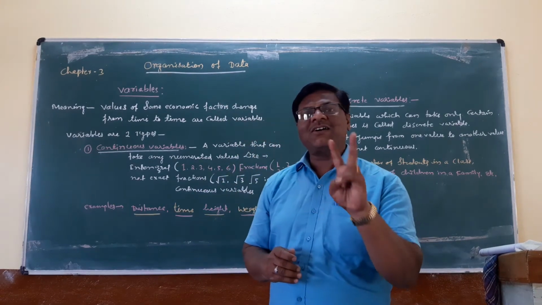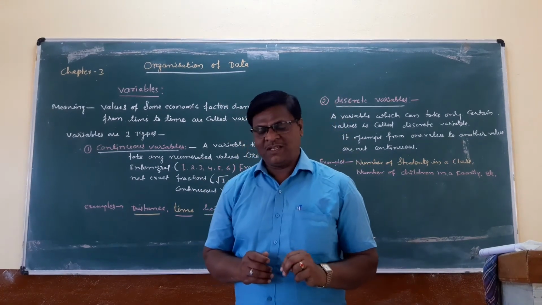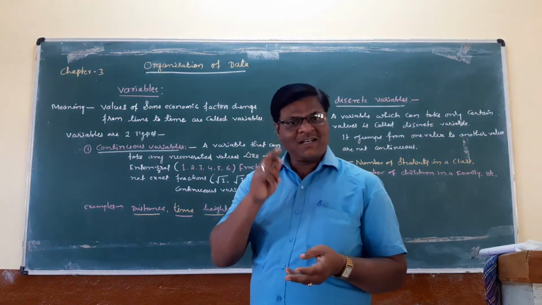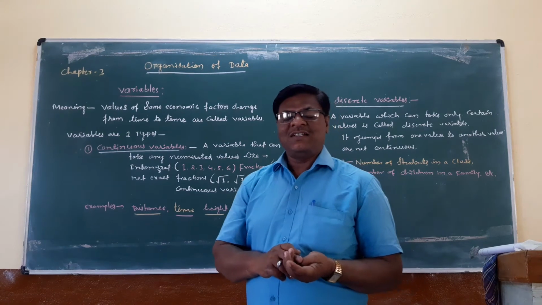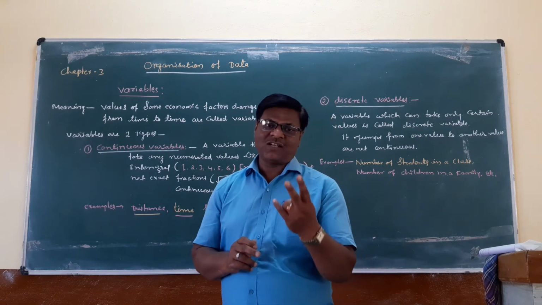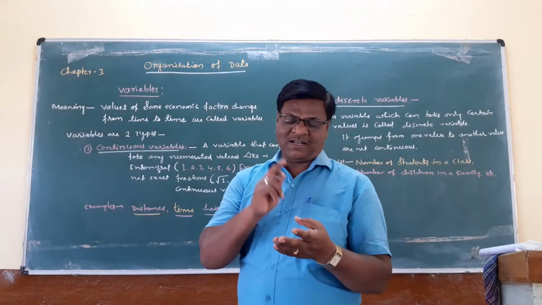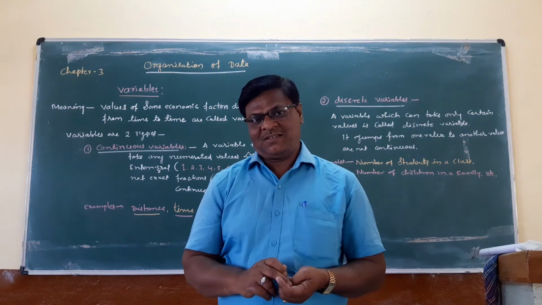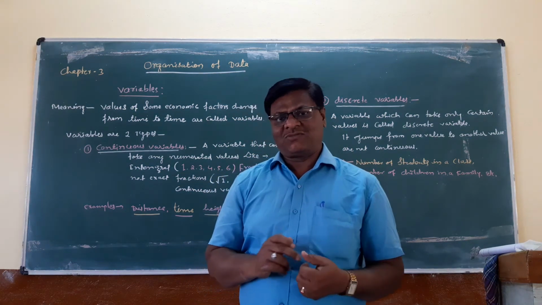Variables are of two types. They are: one is continuous variables, and the second one is discrete variables. There are two types, namely continuous variables and discrete variables. And what do we mean by continuous variables?